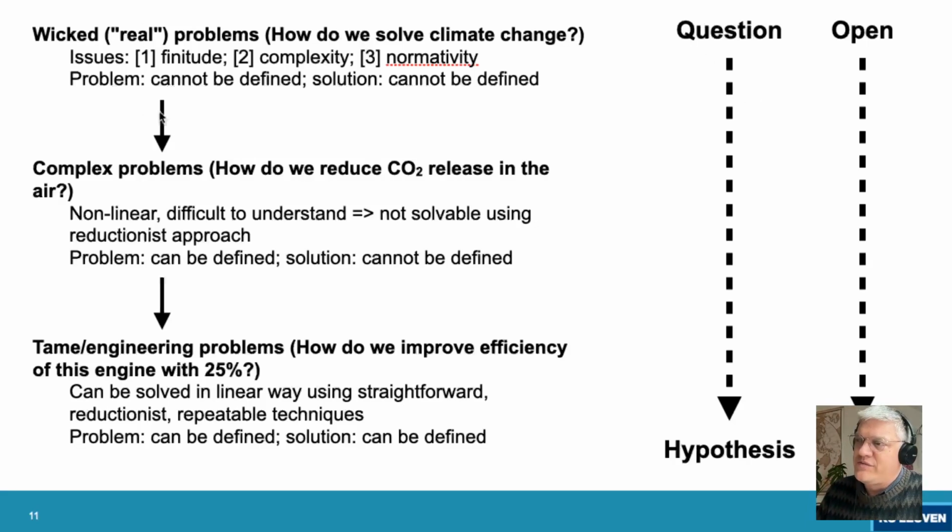So we cannot solve these ones. So we have to actually break that down a little bit. So from wicked problems, we go into complex problems where at least the problem itself can be defined. But we still cannot solve those ones because we cannot define the solution. So actually what we're working on are tame or engineering problems. That's what we call them.